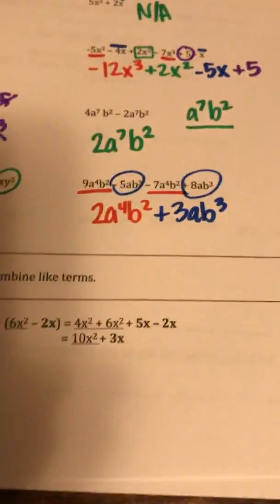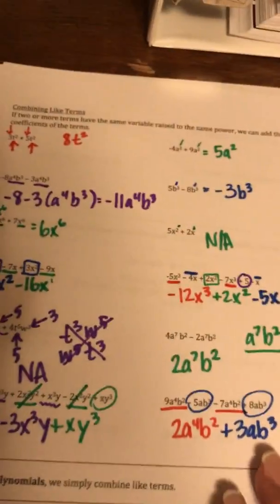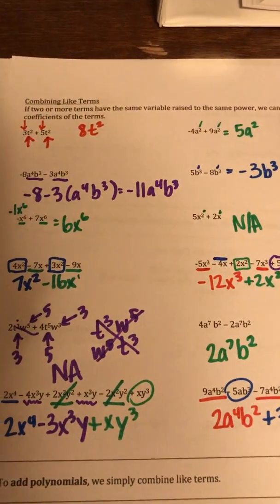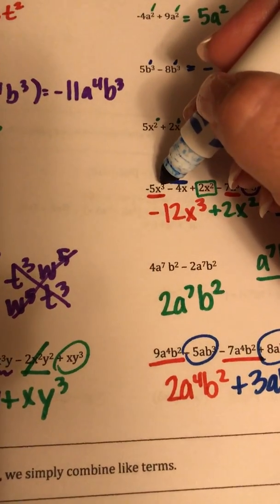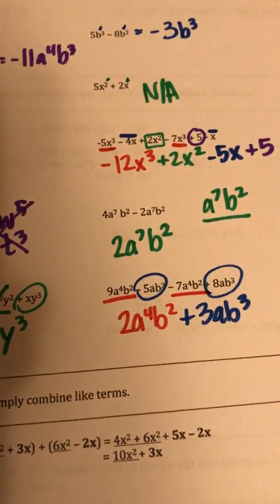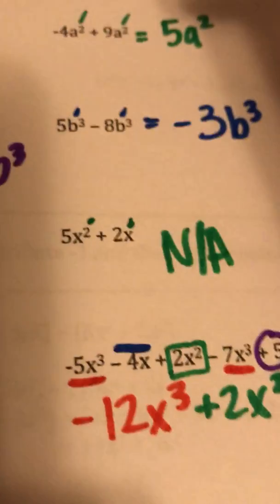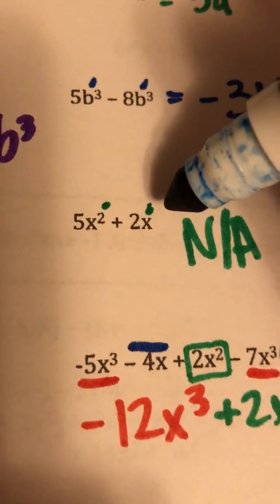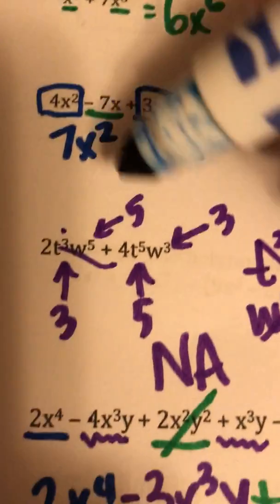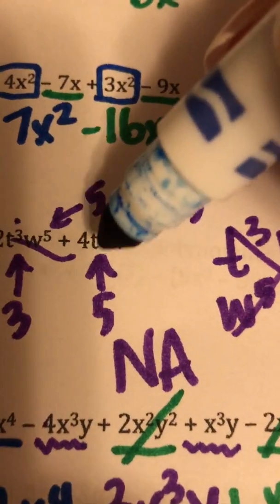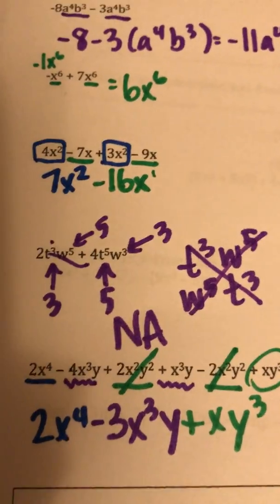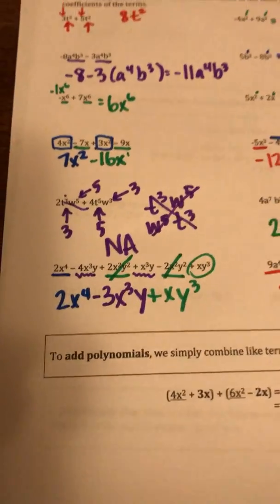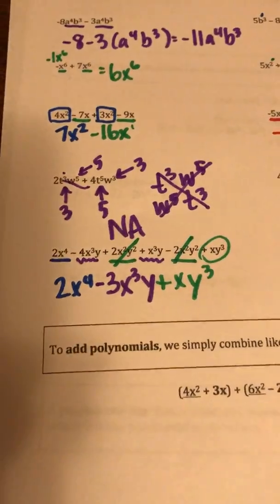Okay? So the biggest thing that you need to remember is that when you're looking through these, you're looking at the variable and the power that the variable is raised to. Because if they're not the same, like x squared and x, or t to the third w to the fifth and t to the fifth w to the third, if they're not exactly the same, you cannot combine the coefficients. Okay? All right.